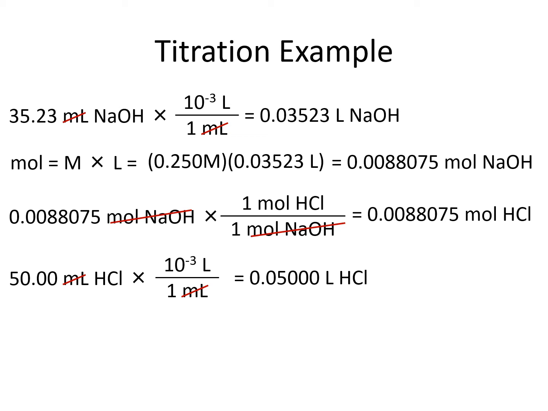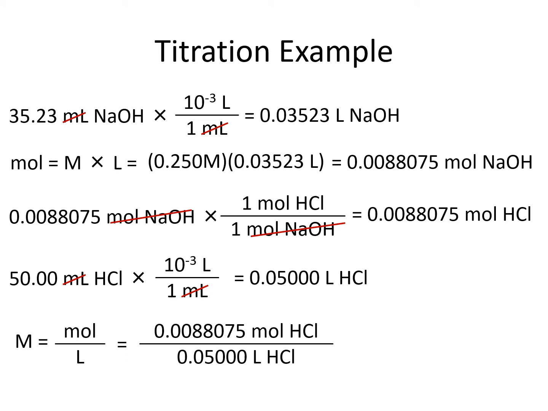We plug our numbers into our molarity equation. Molarity equals moles over liters. There are 0.0088075 moles of HCl. There are 0.05000 liters of HCl. We do 0.0088075 divided by 0.05000 and come out with 0.176 molar HCl as our concentration.